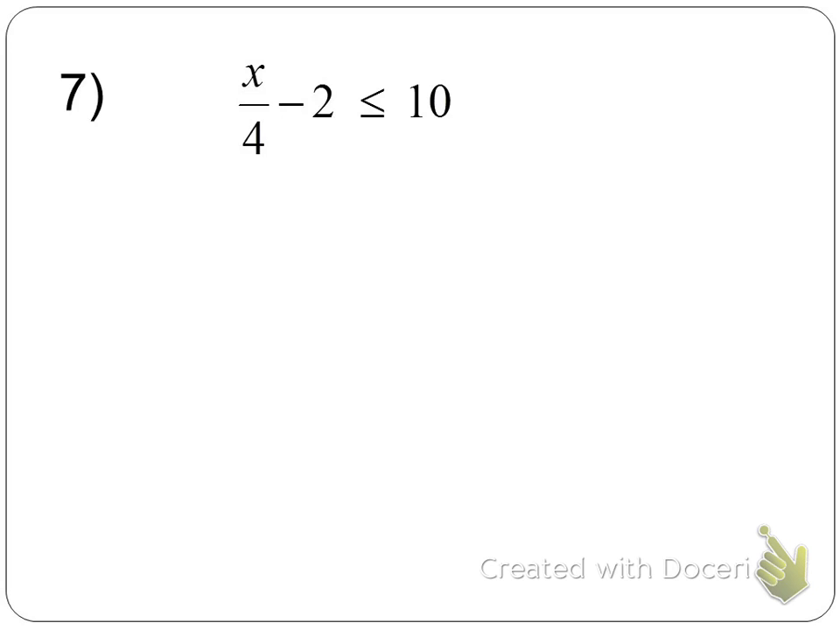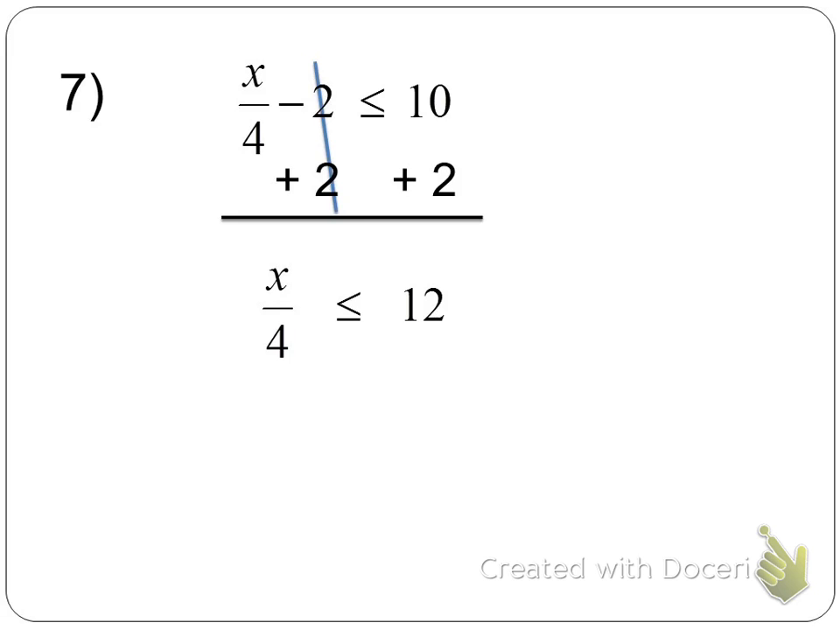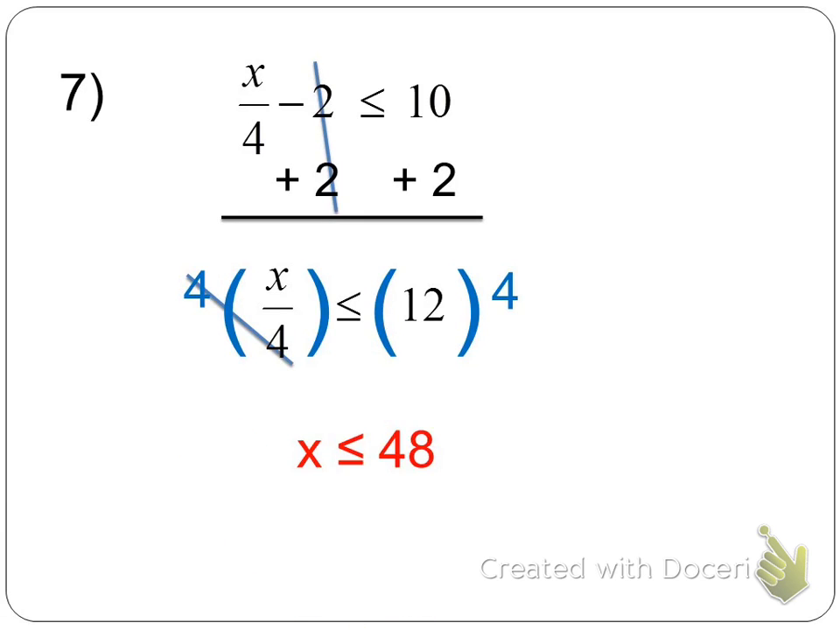All right, what should I do first? Add 2 to both sides, good. So x divided by 4 is less than or equal to 12. Then what? Multiply by 4. Multiply both sides by 4. X is less than or equal to 48. Very good.